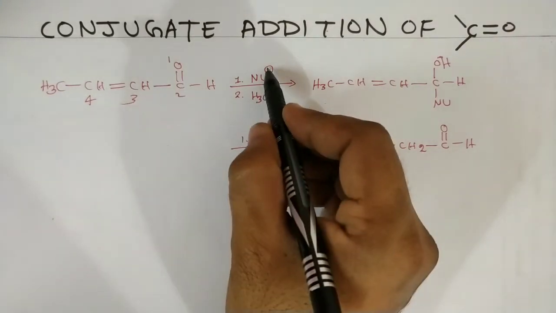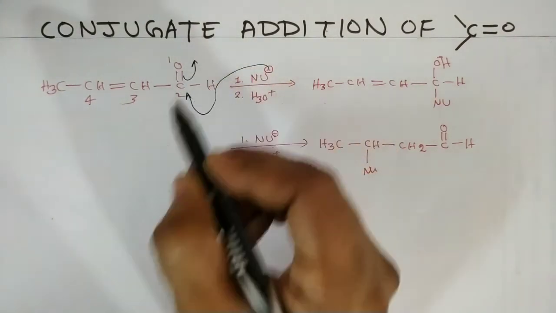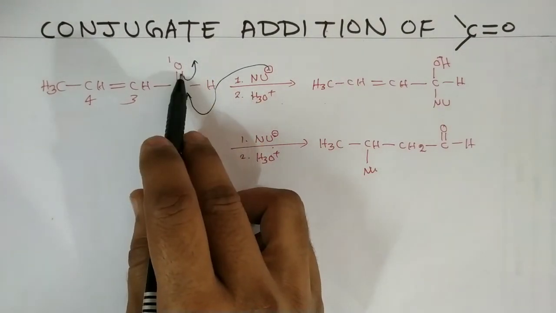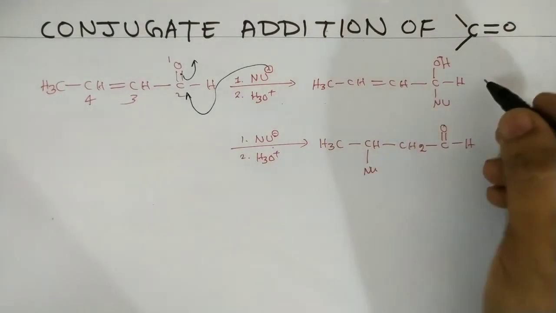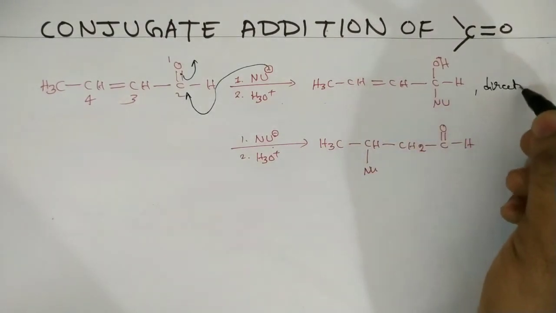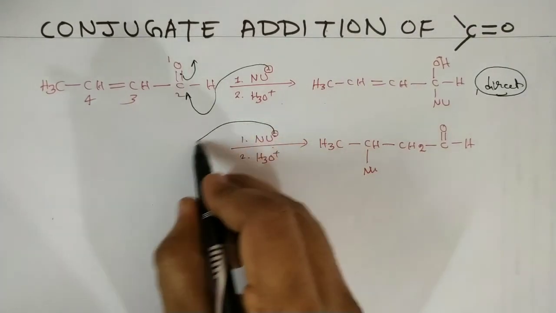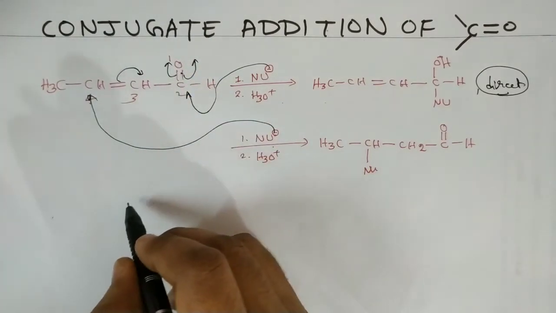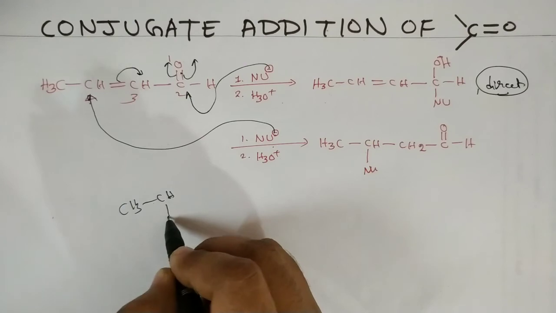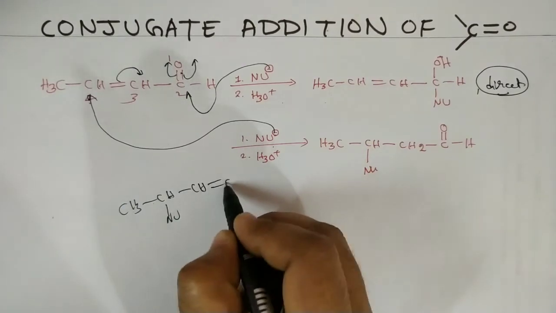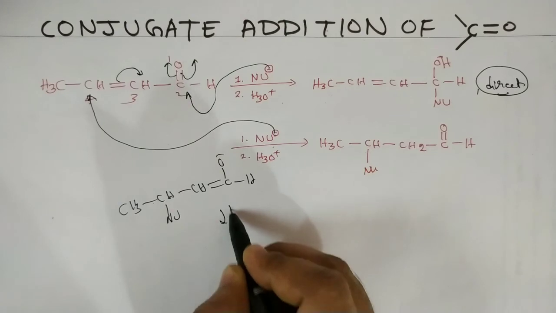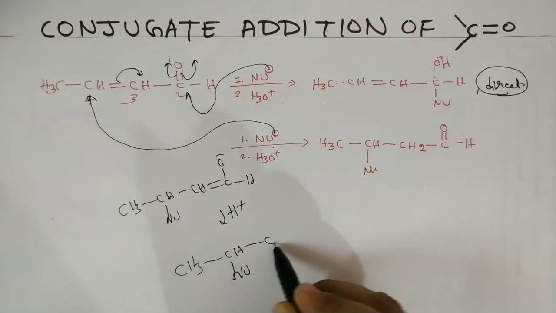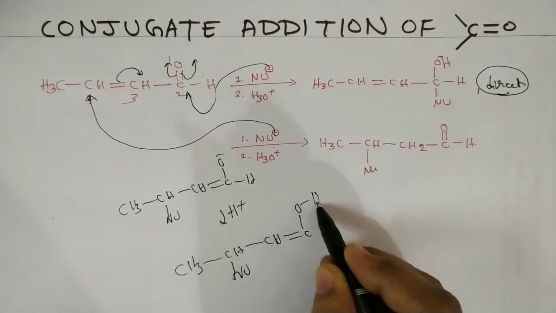This is the 1,2 addition, direct addition, transfer of electrons. This O minus accepts the proton from the acid, so we get the 1,2 addition product. It is a direct addition product. Next, in conjugate addition, the nucleophile attacks here, with transfer of electrons. As a result the intermediate is CH nucleophile, CH double bond, CO minus and H. On acidification this gives CH3 CH nucleophile, CH double bond, OH and H.